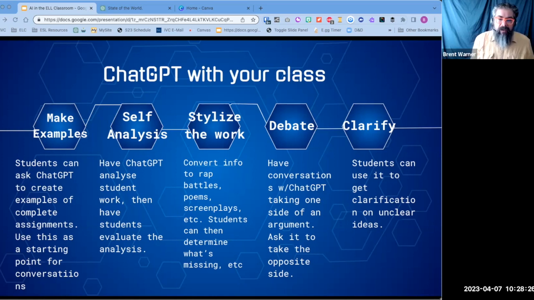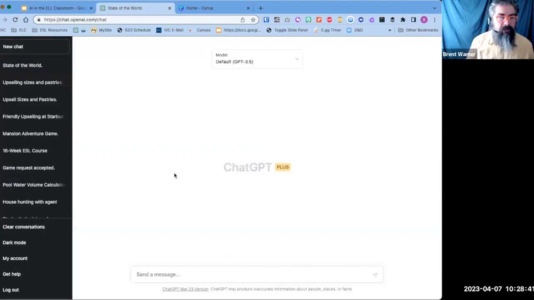You can also do debates. So you can have conversations with ChatGPT and have it take one side of the argument and ask it to take the opposite side. And you can also use it to get clarification for unclear ideas. So I think the important thing here is to actually look at this. So let's get right into it.